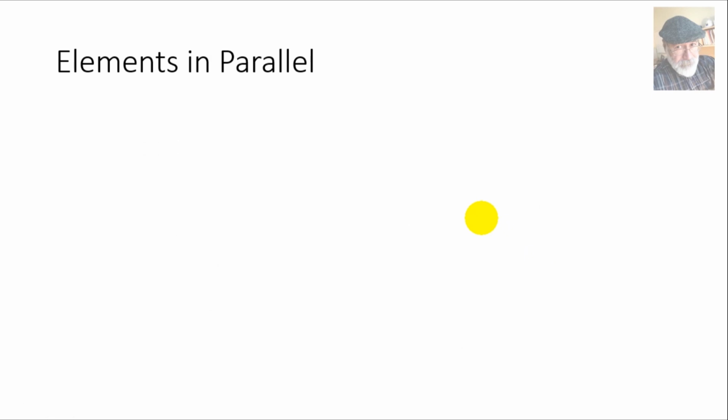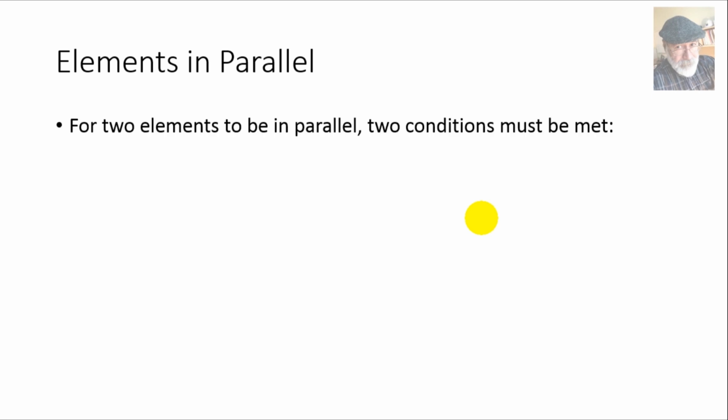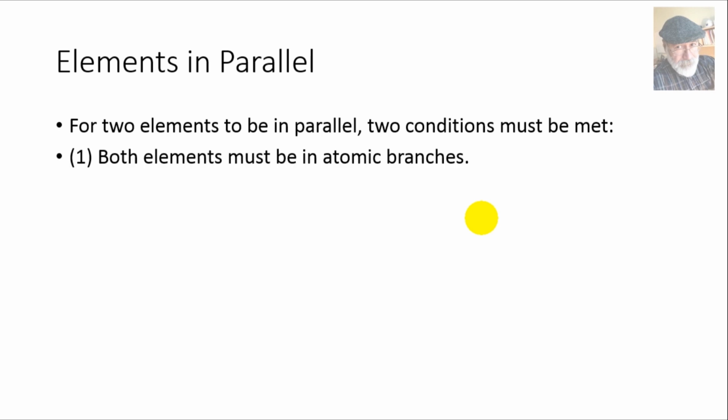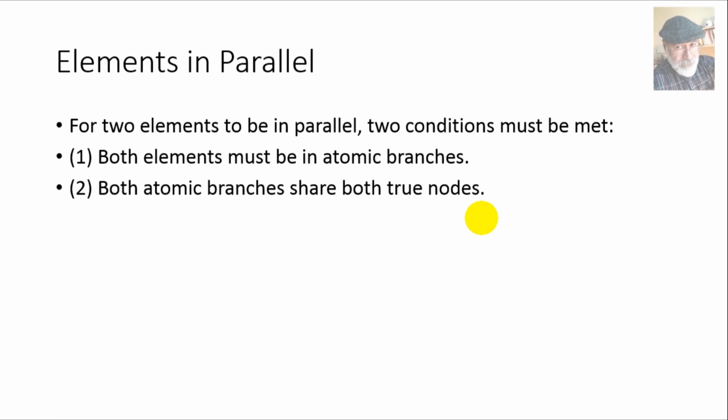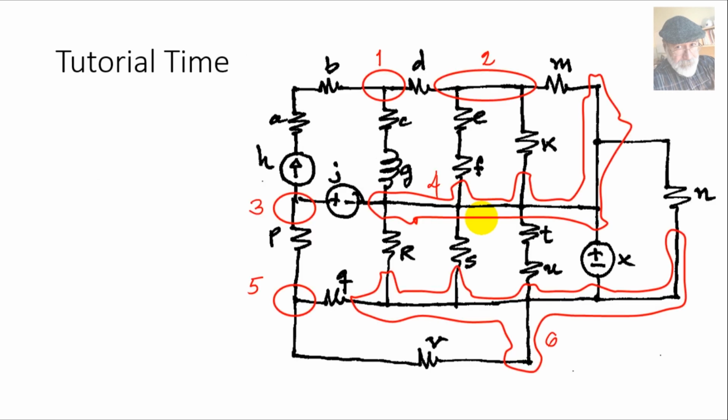Now let's go into another topological definition: parallel connection. 2 elements are said to be in parallel if they meet 2 conditions at the same time. First, both elements must be in atomic branches. Second, both atomic branches must share the same 2 true nodes. If one of those conditions fails, the 2 elements are not in parallel. Both must be met. So, tutorial time.